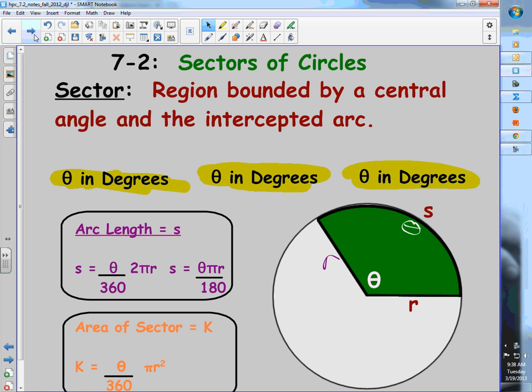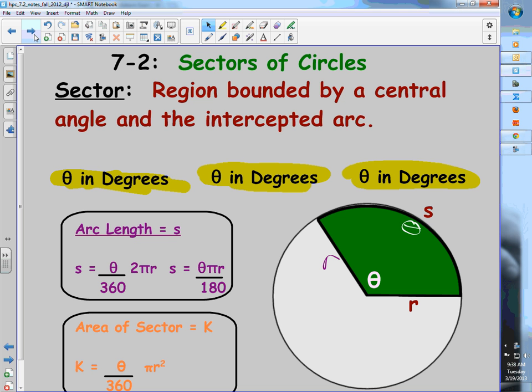In this section, you're going to get two sets of formulas. The first set is for theta in... what will theta be in for these first formulas? Degrees. So these formulas are when you're dealing with theta in degrees.